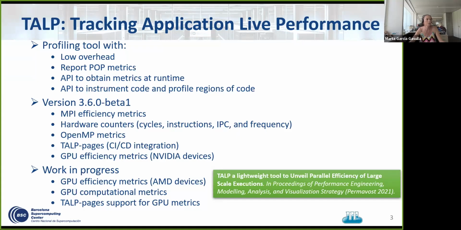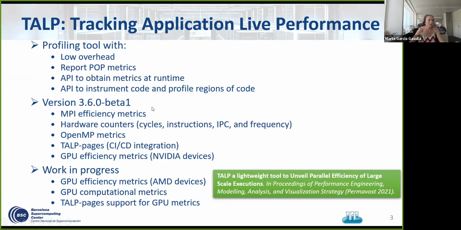The current version that I'm presenting today is version 3.6.0 beta. We call it beta because we have added in this version all the GPU metrics, and this is what I will focus on in today's presentation because it's the new thing in TALP in this version. Although it has been tested with different applications and benchmarks, we call it beta because there are no users that have used it yet. But in principle, it's stable and can be used.